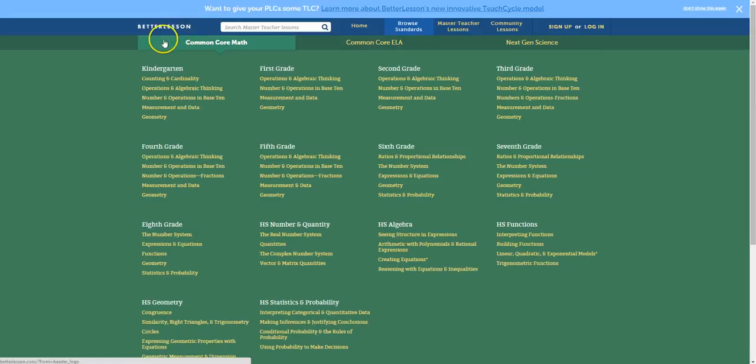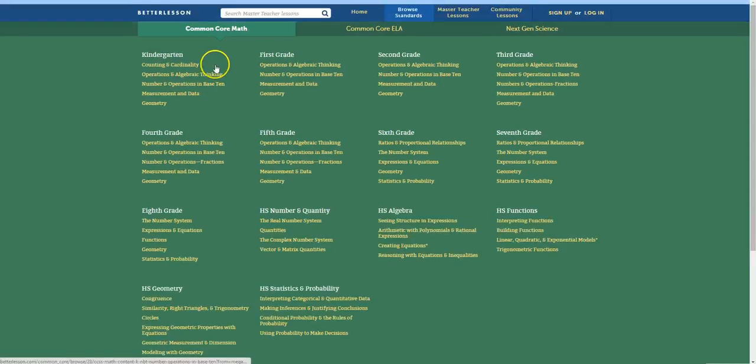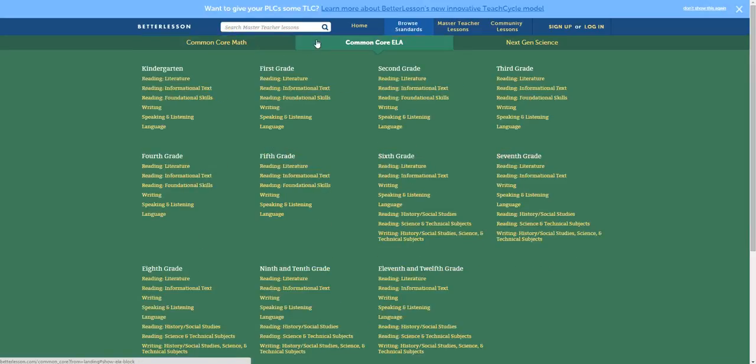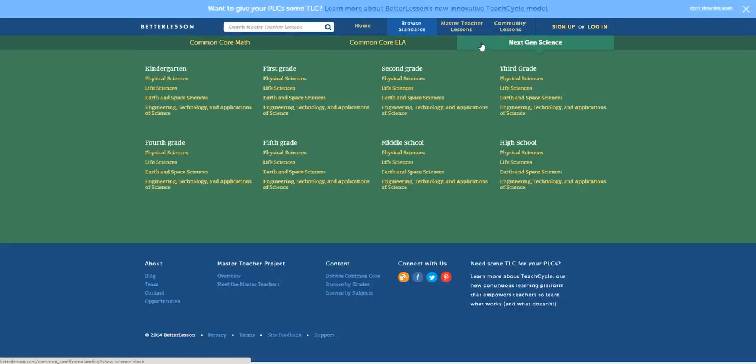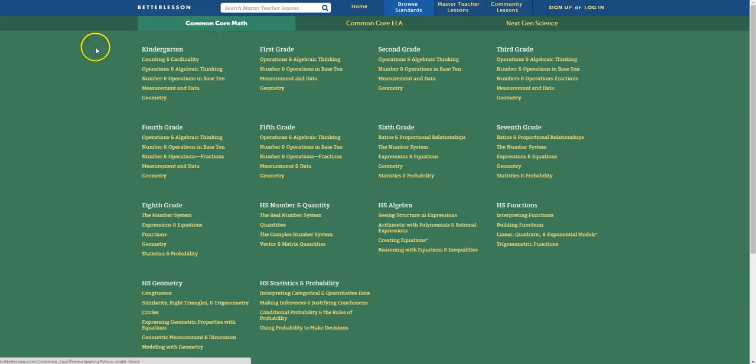As you can see up here on the top, we have a couple of ways we can look at things. We can look at Common Core Math. We can go to the Common Core ELA or some general science. Not too bad. So we can browse by standards. We can browse by master teacher or community lesson. For right now, let's browse by standards.